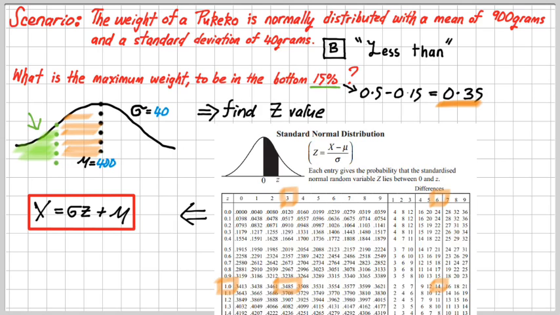Now we're going to use our formula. We're going to go 40, which is the standard deviation, and multiply by negative 1.036. The reason is, if you think about our standard normal distribution, anything to the left of the mean is going to be a negative number. That's why that Z value is negative. In general, if we're below the mean, our Z values are going to be negative. Add the mean of 900 that we have in our distribution, and we get an answer of 858.56 grams.